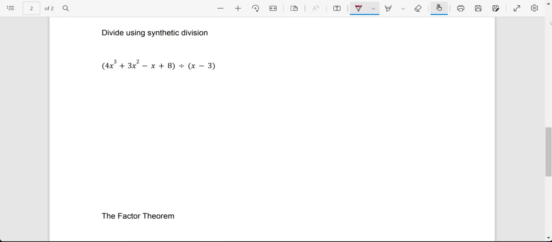So let's do it. Whatever goes in our little box to the side is the value that makes this 0. Think of it that way. So what value makes it 0? It's a 3. Now let's do all of your coefficients: 4, 3, negative 1, 8. Once again, if you skip a value, you need a placeholder for sure. So you need to put a 0 down if we skip. If we went from x cubed to x without an x squared, we put a 0 there. All right, so 4, 3, negative 1, 8.